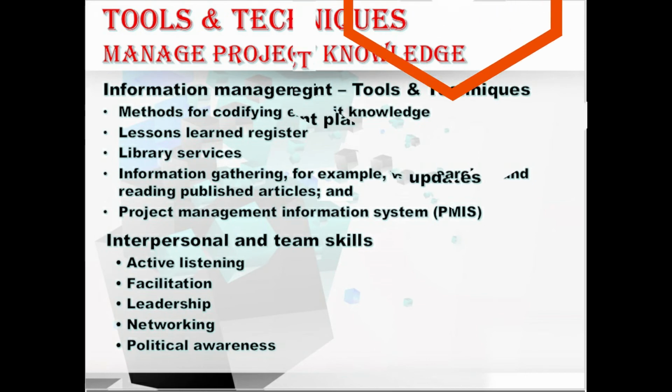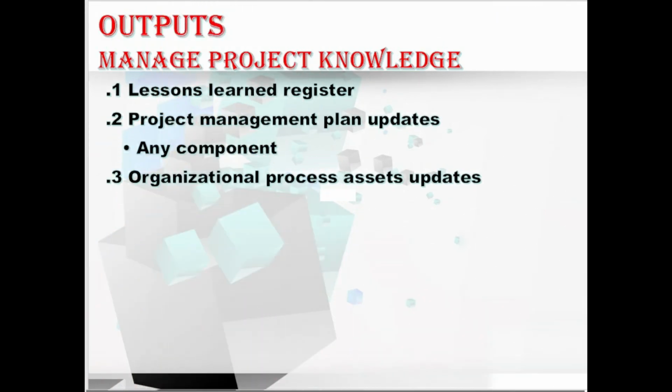Okay, let's move to the last outputs of this process. In outputs, first we have the lessons learned registered. In this, the output lessons learned registered can include the category and description of the situation, and also it can include the impact, recommendations, and proposed actions associated with that situation. And at last, these lessons learned can also record the challenges, problems, realized risks and opportunities, and other content as appropriate. So all this information is stored in the lessons learned registered.